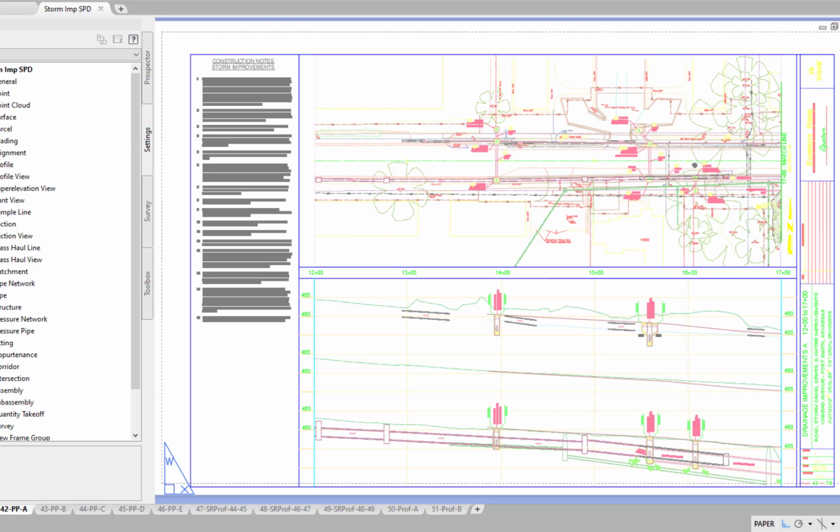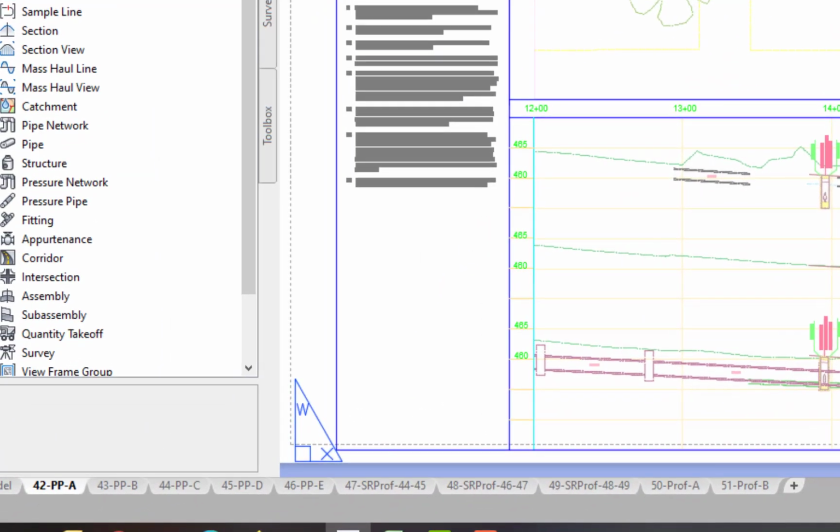A drainage improvement plan and profile drawing sheet is currently displayed with the correct viewports and labels. The storm improvement title sheet and notes drawings are cross-referenced into the storm improvement SPD drawing. The SPD drawing is used for the creation of all drainage improvements associated with a project. For the project illustrated in this video, the drainage improvements consist of the plan and profile sheets, side road profile sheets, and drainage profile sheets.